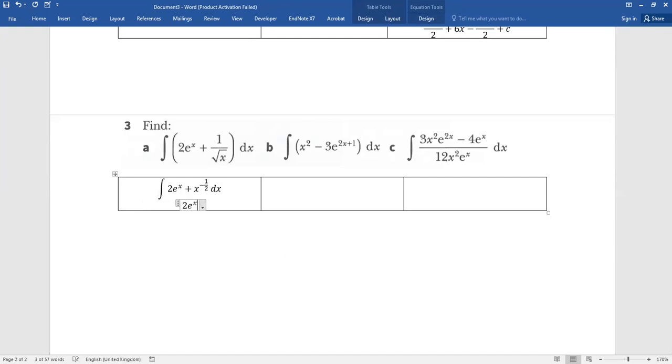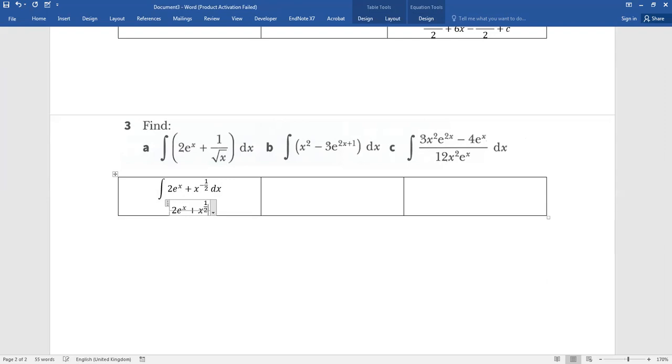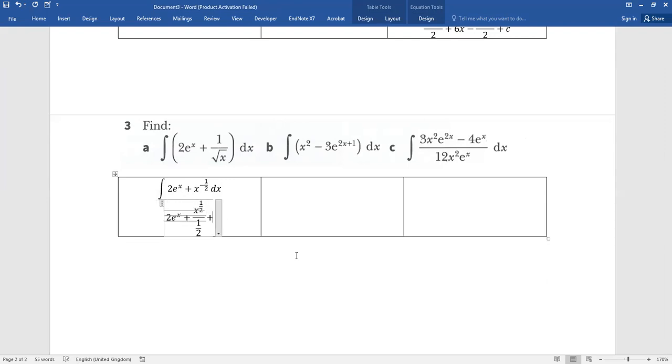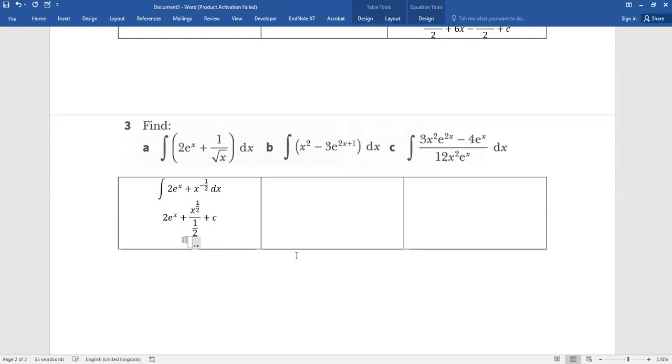So 2e to the power x plus, what about this one? x to the power 1 upon 2. Very good. Increase the power by 1, so half upon 2, plus c. So 2e to the power x plus 2 under root x and plus c. Is this clear? Yes, sir. Well done. So attempt the remaining two and then I'll discuss.